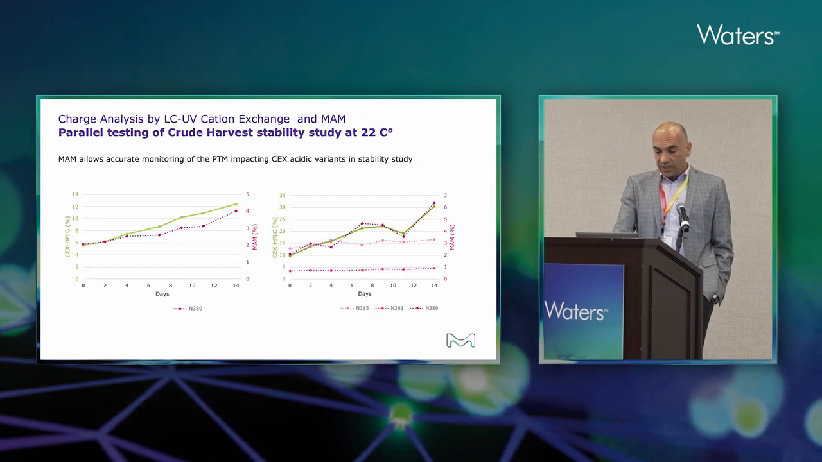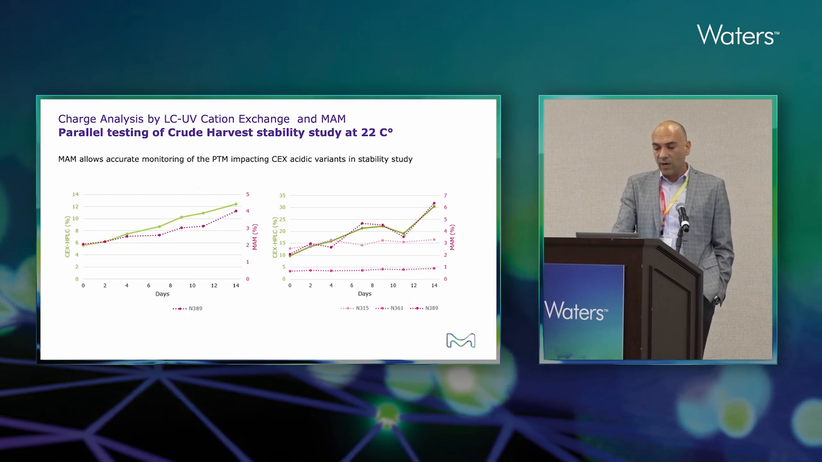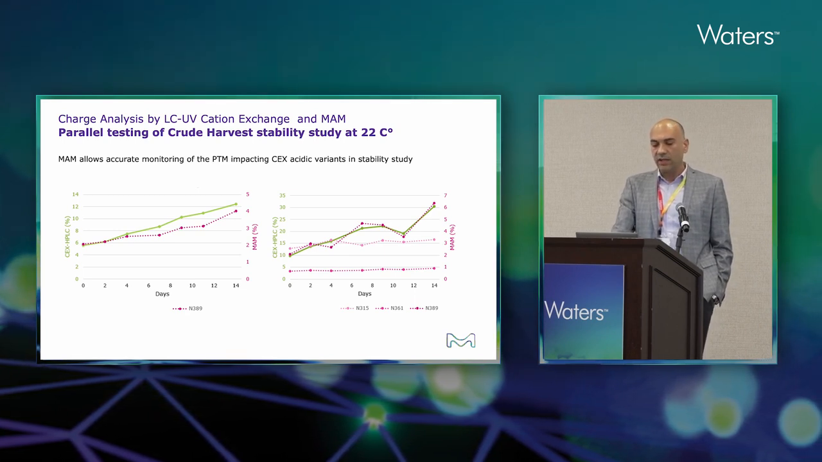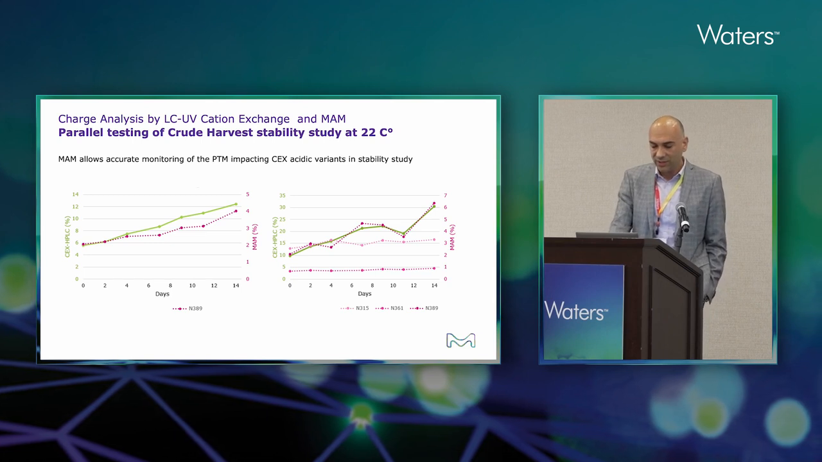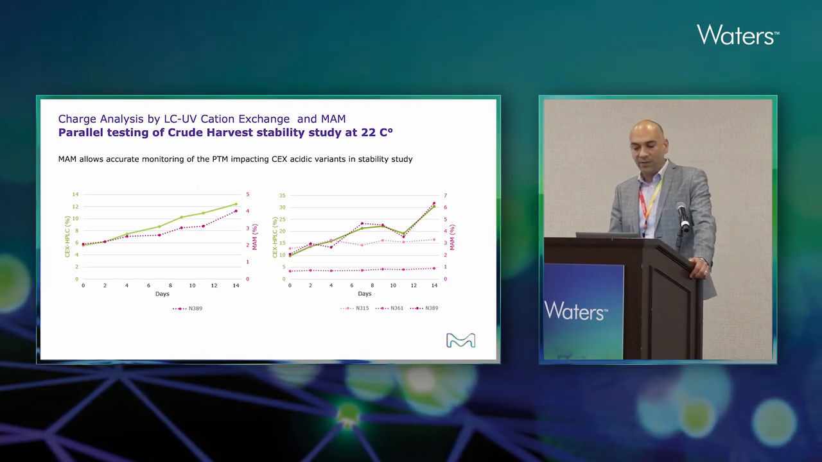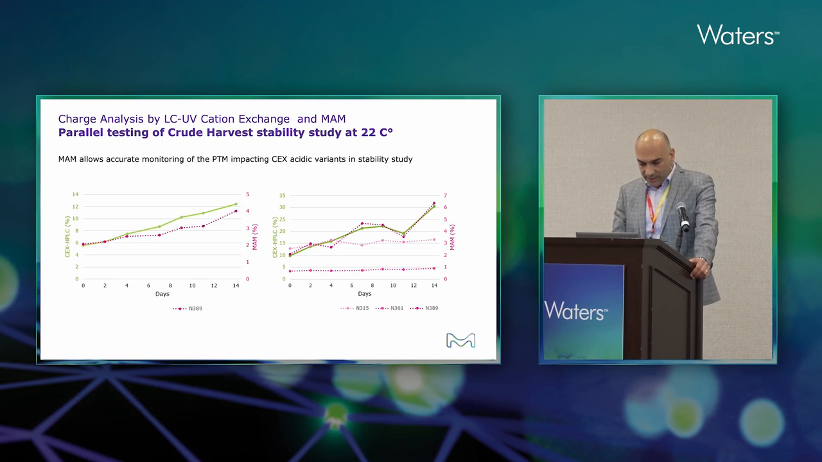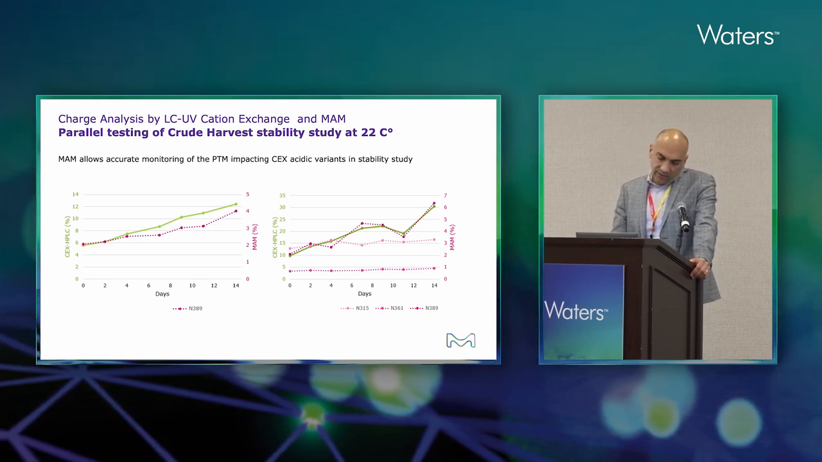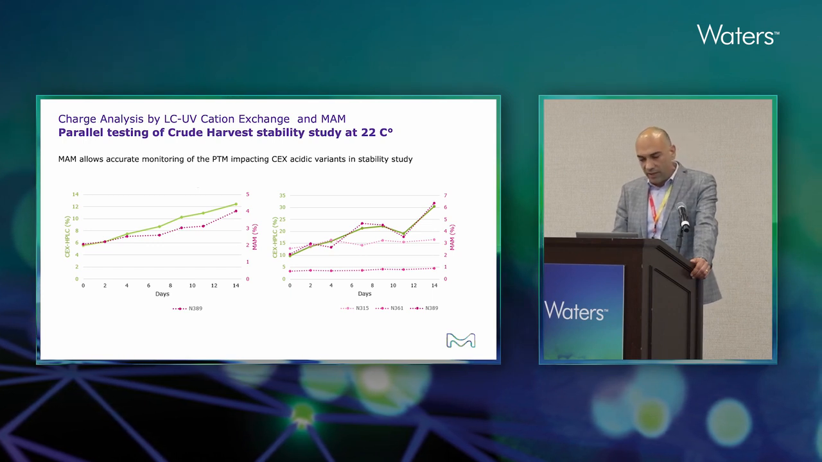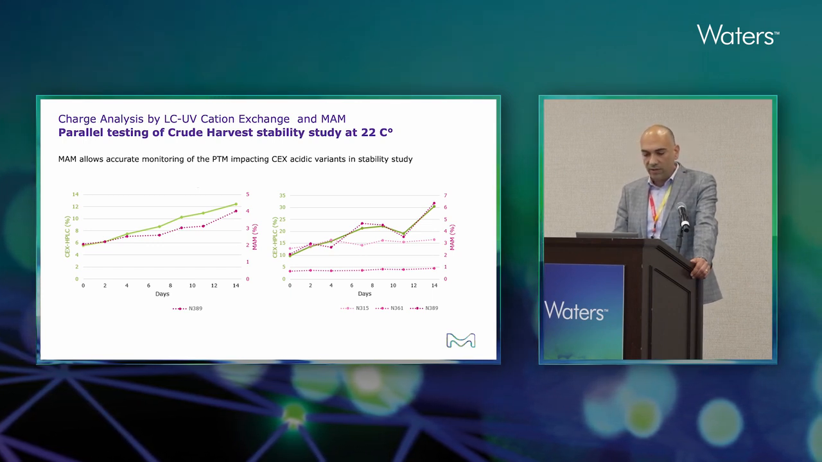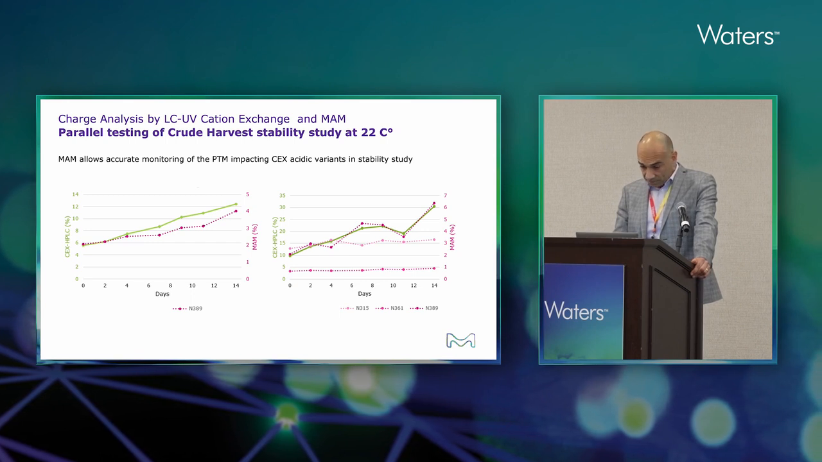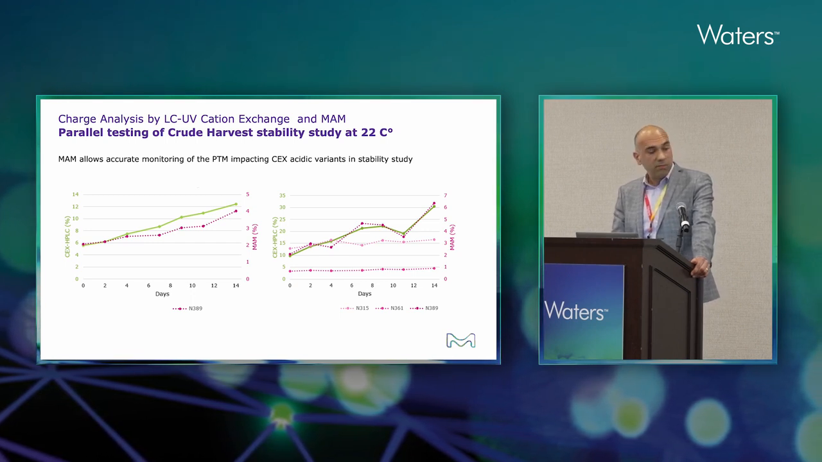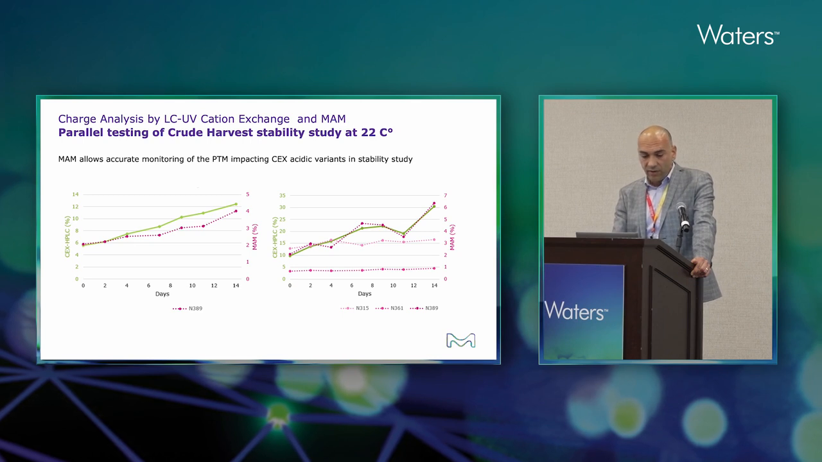So this is a parallel testing that we acquired a couple of years ago to convince our internal customer of stopping doing the charge analysis. It is a crude harvest stability study performed at 22 degrees over a few days. You see on the left in green, there is the cation exchange, acidic fraction plotted. On the right, you have the MAM trace of deamidation. So the scale is not the same, but they nicely overlap in terms of trend. So this is really, as expected, overlapping.